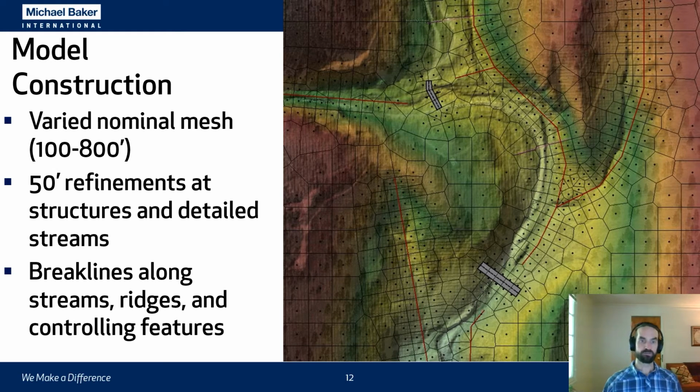The streams identified by the NHD Plus high resolution flow lines, along with ridge lines, roads, and any other controlling features were incorporated as break lines into the model. By iteratively running test flows through the model, we're able to ensure accurate break line placement in the mesh.